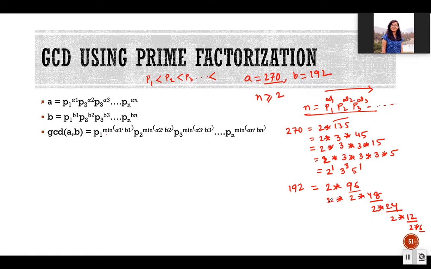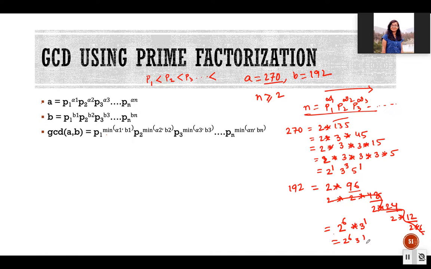Let me write down what I found. It will be 2, 2, 2, 2, 2 and another 2: 1, 2, 3, 4, 5, 6. So I find 2 to the power 6 times 3 to the power 1. That will be my prime factorization of 192.